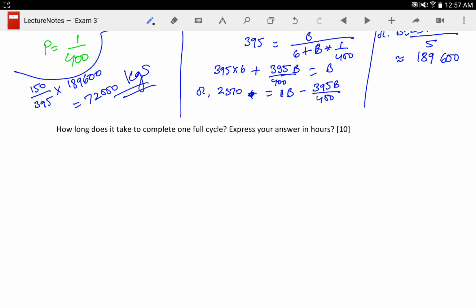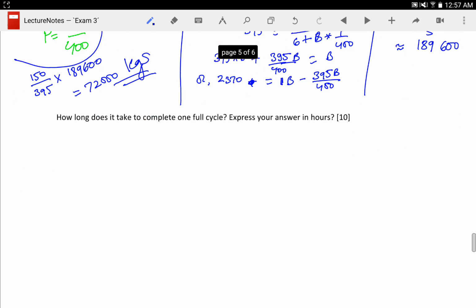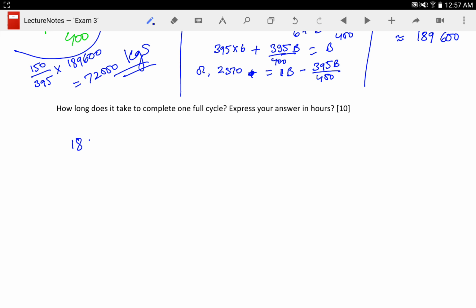How long does it take to complete one full cycle? Well, there are many ways to do it. You can look at this whole thing and figure out how much A she has to produce, then the switch of 1.5, how much B she has to produce, and how long it takes. But the easier way to think about this is, remember, altogether in one cycle she has to produce 189,600 kilograms, and it takes 1 over 400 hours to produce 1 kilogram. Or in other words, in 1 hour she can produce 400 kilograms. So to produce 189,600, it takes her 474 hours, and there are 6 hours of switchover time, so 480 hours.